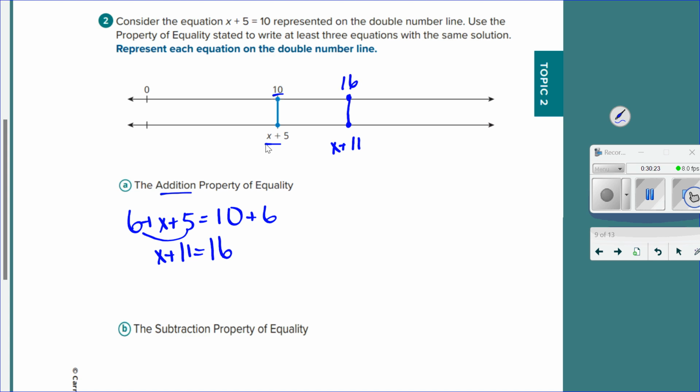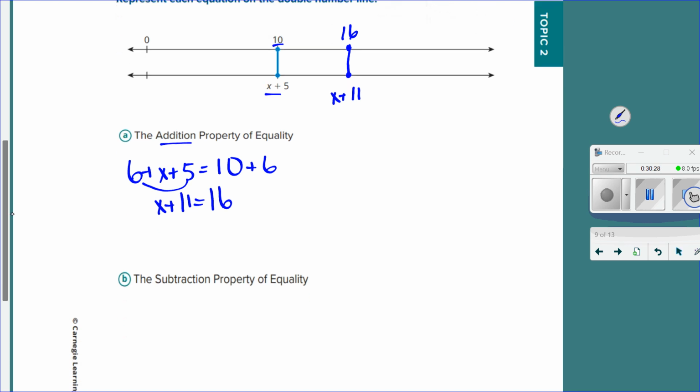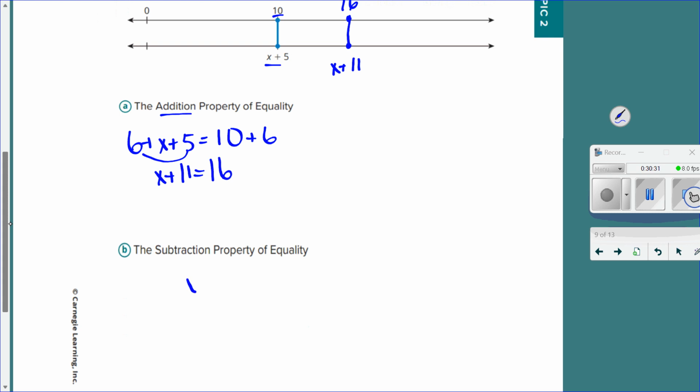We can do the same thing with subtraction, right? If I start at x plus 5 equals 10, give me a number between 1 and 4. 2. Let's subtract 2. So I'm going to do x plus 5 minus 2 equals 10 minus 2. What's 5 minus 2? 3. X plus 3 equals, what's 10 minus 2? 8. So I can go down here, x plus 3 equals 8. There's a subtraction solution. Does that make sense?